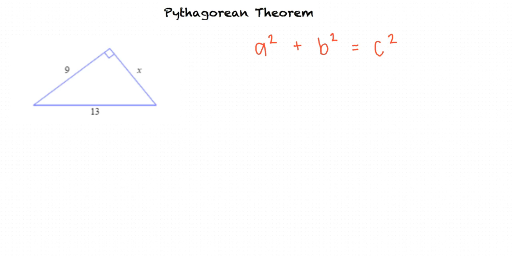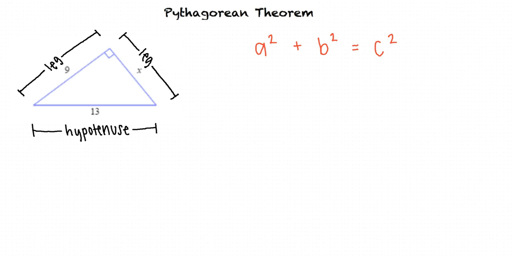Okay, so in this example, the side with length 13 is the hypotenuse because it is opposite to the right angle, right? That's right. And since the hypotenuse must be the largest side, we know that each leg must be smaller than 13. So when we solve for x, we know it must be less than 13.